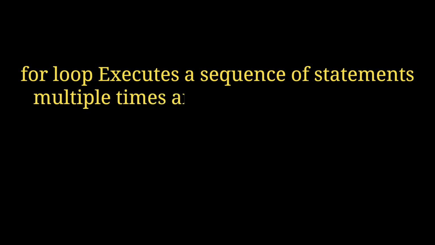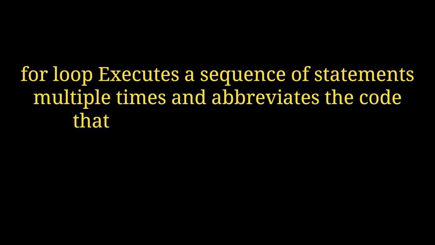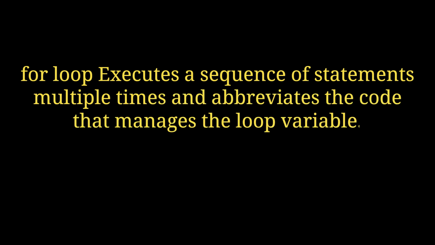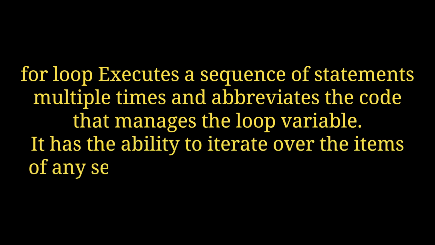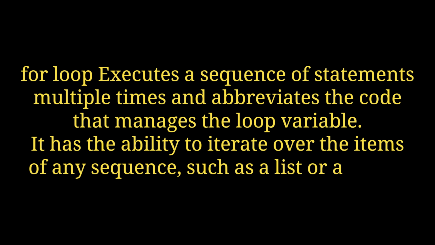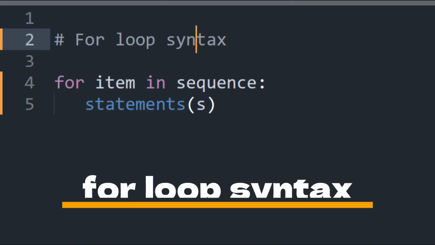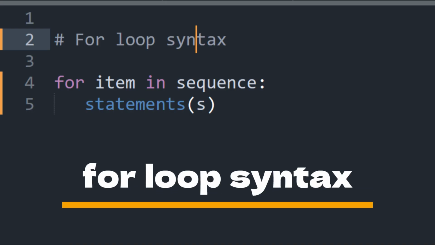For loop in Python. A for loop executes a sequence of statements multiple times and abbreviates the code that manages the loop variable. It has the ability to iterate over the items of any sequence, such as a list, tuple, dictionary, or a string. This is the syntax of a for loop in Python.